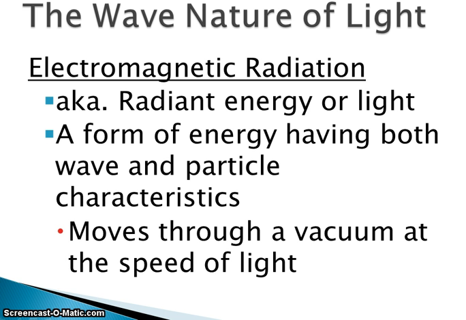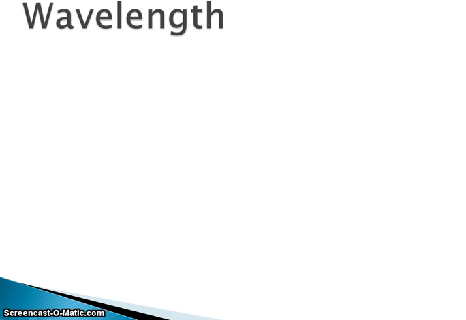Now, when we look at the wave characteristics of light, they move through a vacuum at the speed of light, which is 3.00 times 10 to the 8th meters per second. Now, there are two descriptions about the wave characteristic of electromagnetic radiation, which we're going to cover in this particular chapter. The first is wavelength.